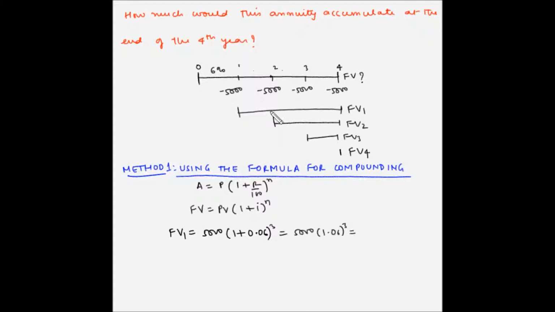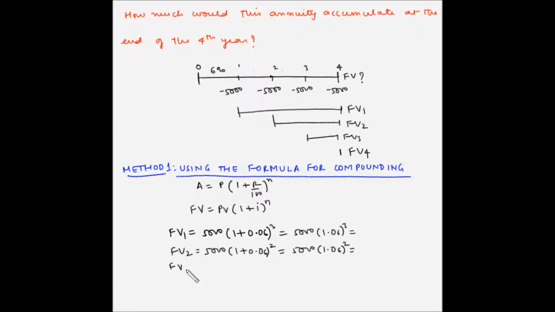Now similarly for the second investment, FV2 is equal to, again, the investment amount or present value of 5,000 rupees. So 5,000 × (1 + 0.06), and this amount is going to be compounded for 2 years. So this is equal to 5,000 × 1.06 squared.